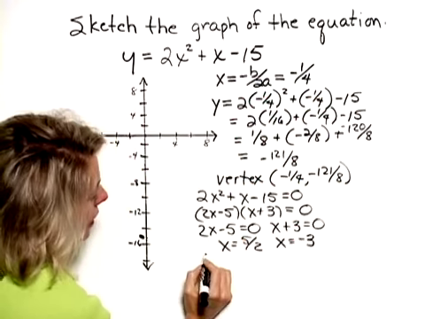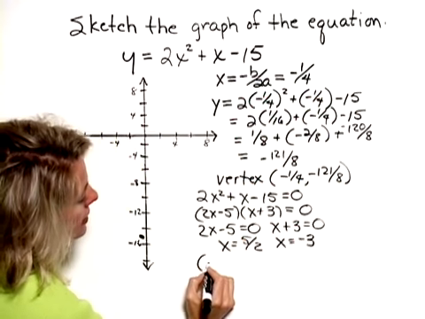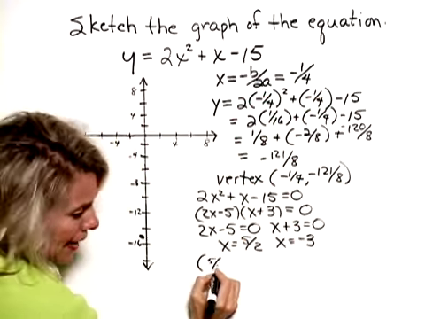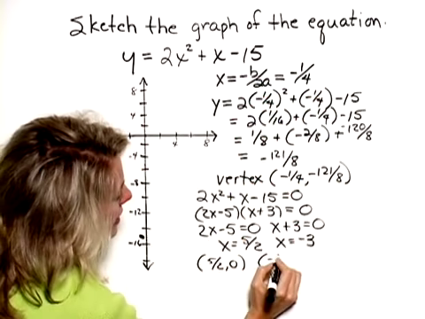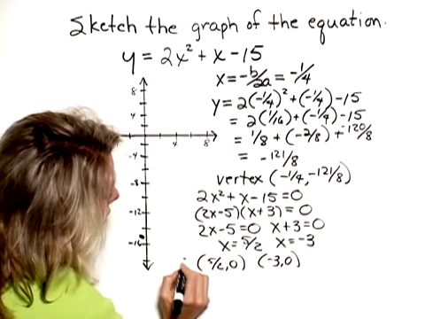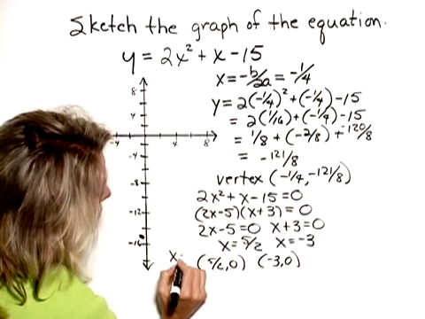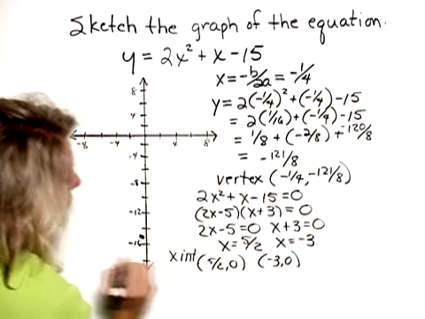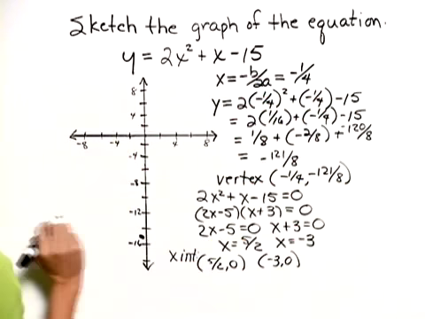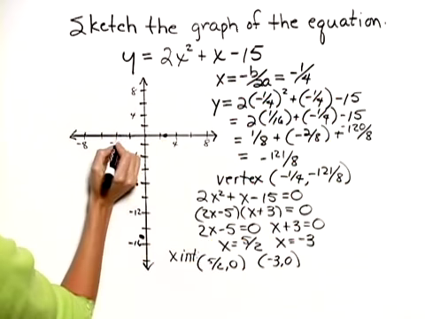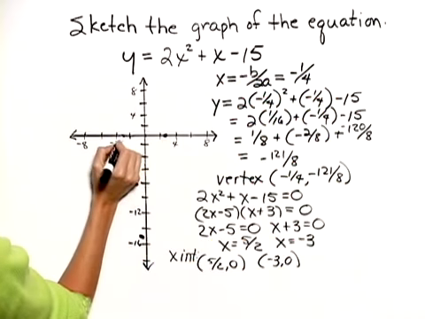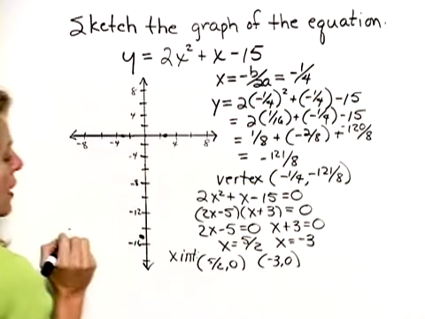So we have x-intercepts at 5/2, 0, and negative 3, 0. These are our x-intercepts. So 5/2 is 2.5, so about right here. And then negative 3, 0. Our x-intercepts. And we have one other thing to find.